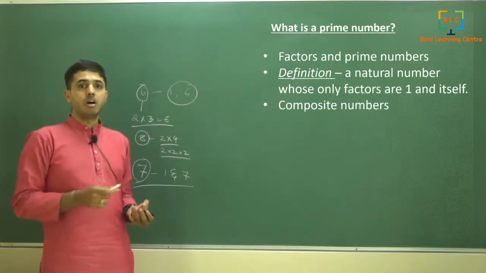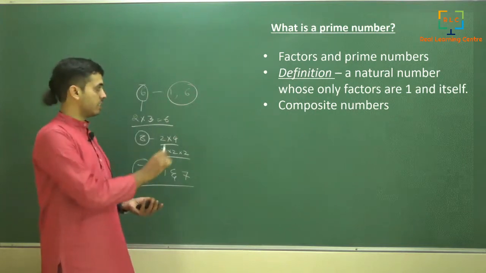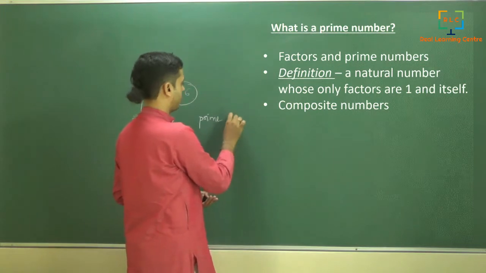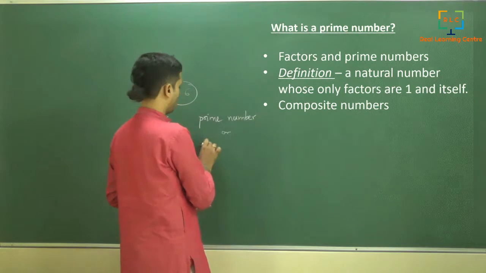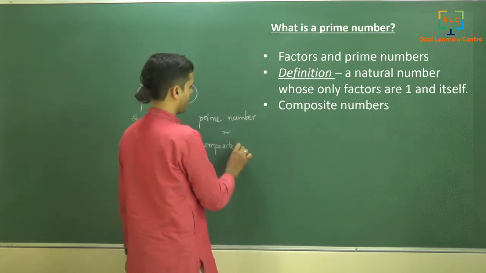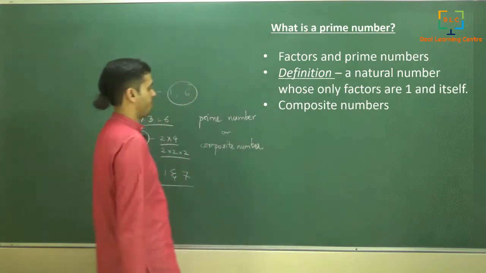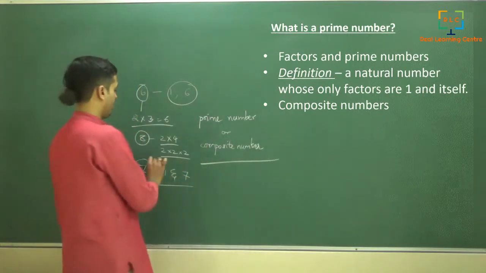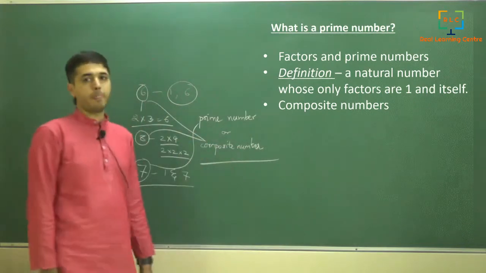So in this way, given any number, you can say that it is either a prime number or a composite number. Any number. So in our example, 7 is a prime number, and 6 and 8 are composite numbers.